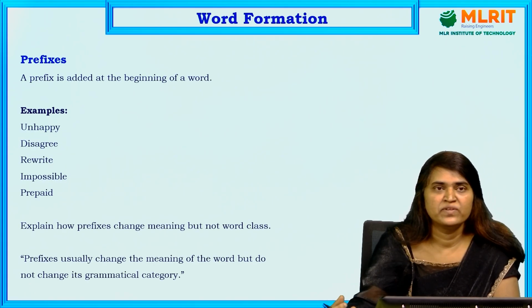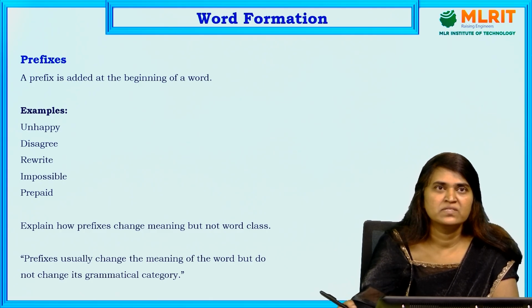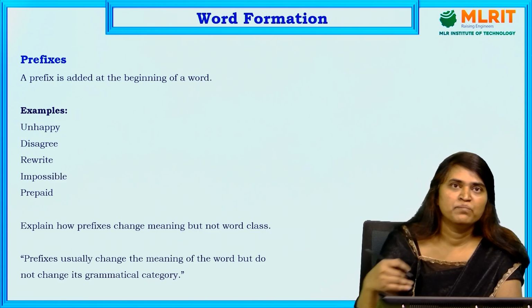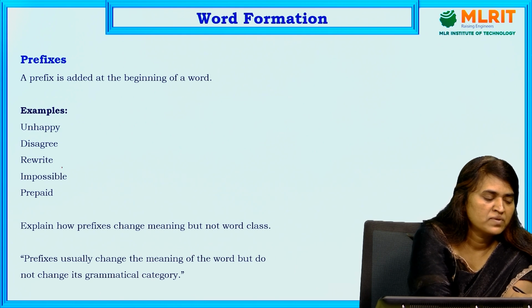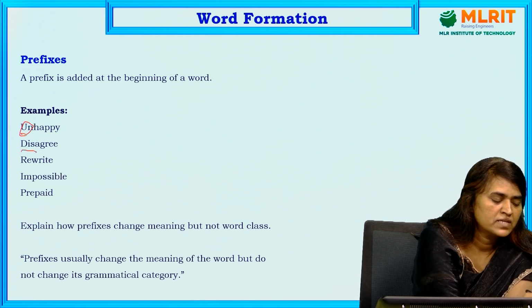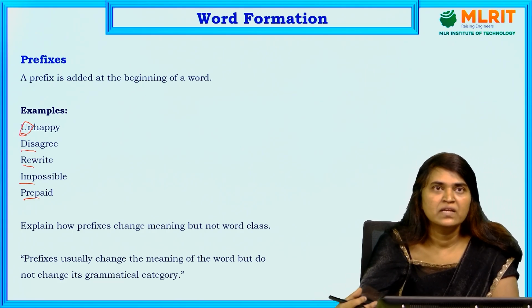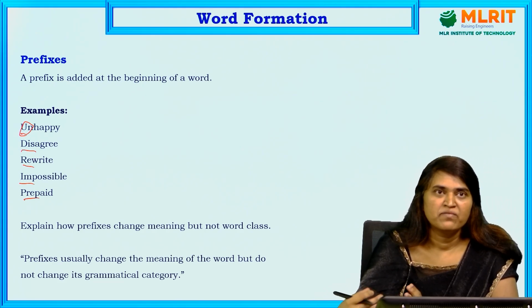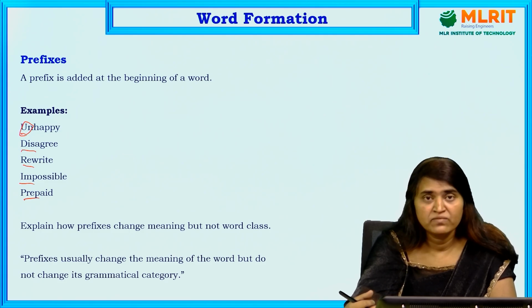So what is a prefix? Prefixes usually change the meaning of the word but do not change its grammatical category. A prefix is added at the beginning of the word. So for example, unhappy, disagree, we have a few examples here. Un is a prefix, dis, re, im, pre, all these are prefixes. When we add a fragment of a word or a syllable before the root word, this is called a prefix. So this explains how prefixes change the meaning but not the word class.